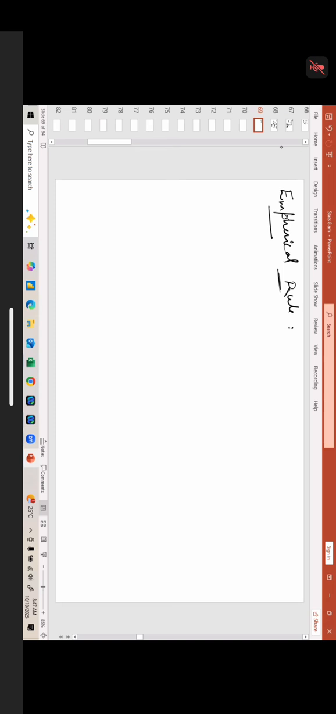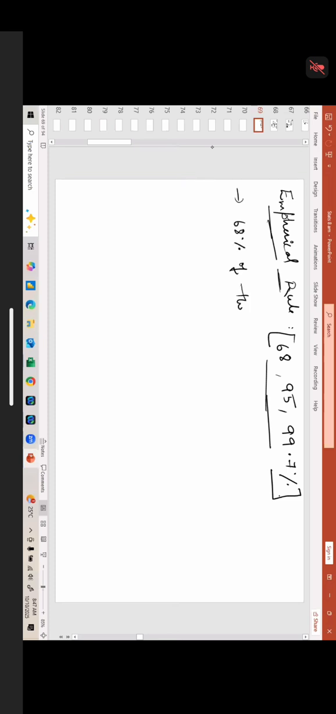What is the empirical rule? I've already said this. 68, 95, 99.7%. This is called the empirical rule, or the 68, 95, 99.7 rule. What does this rule say? 68% of the data points lie within one standard deviation from the mean, plus or minus 1.